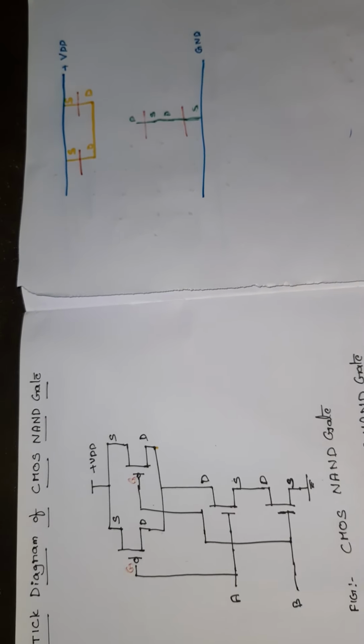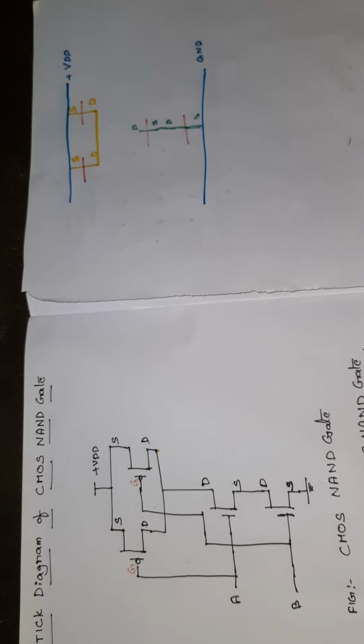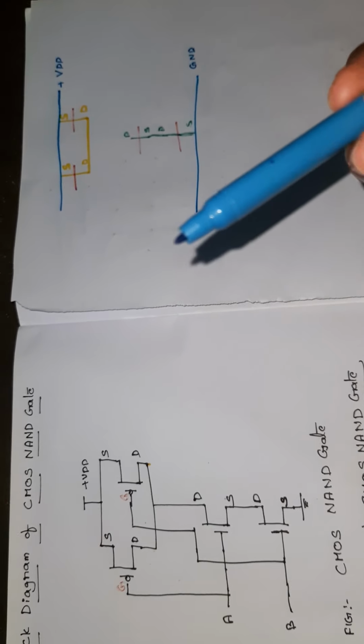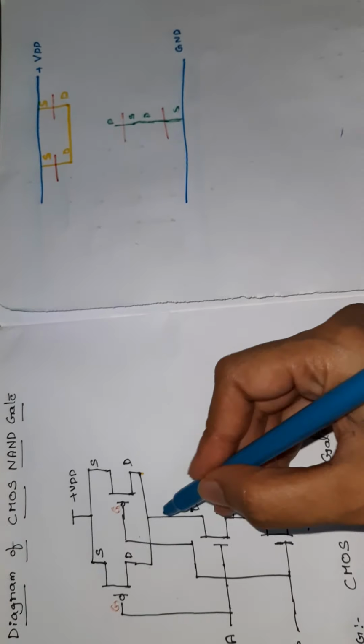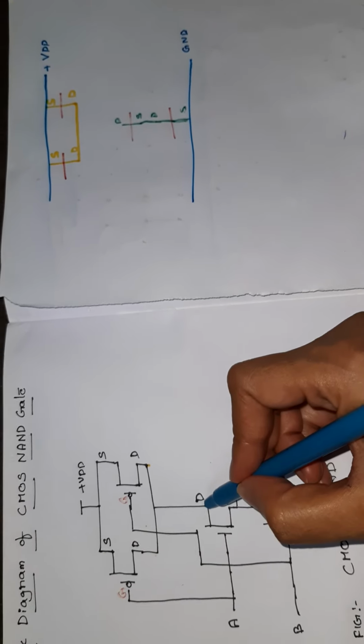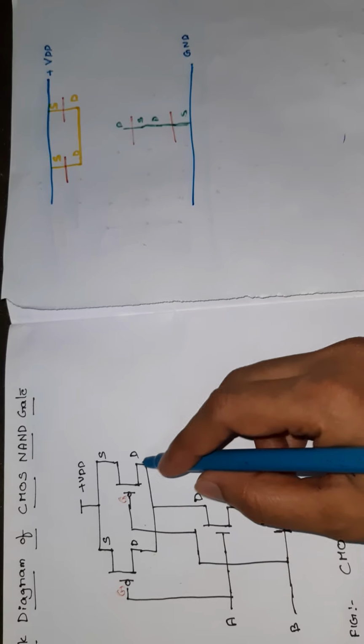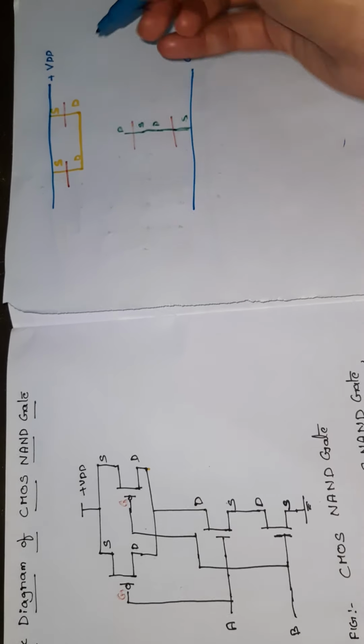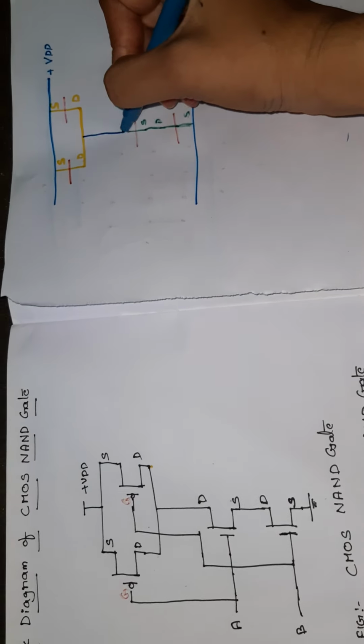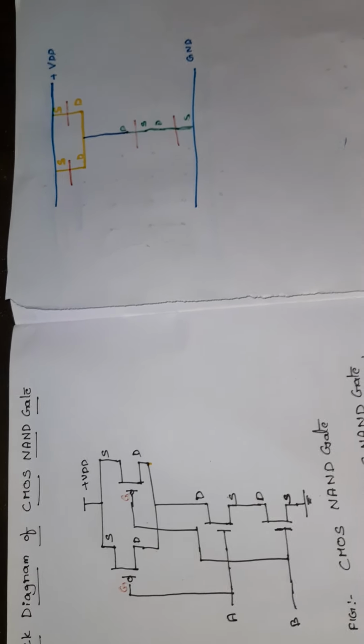So next, the connection part here. The connection part should always be with the metal. So see here, the drain terminal of the pull down network is connected to the pull up network, which is shorted to the drain terminals of both the transistors, using the blue color.